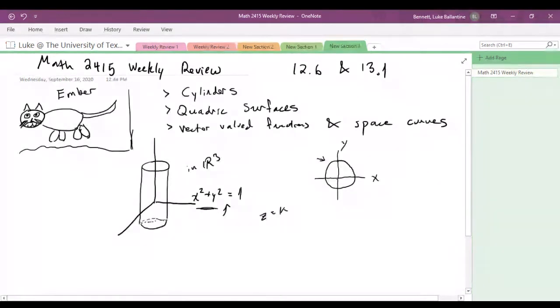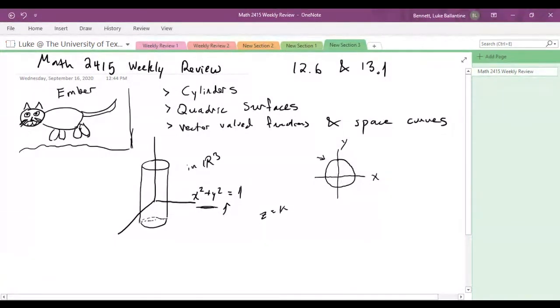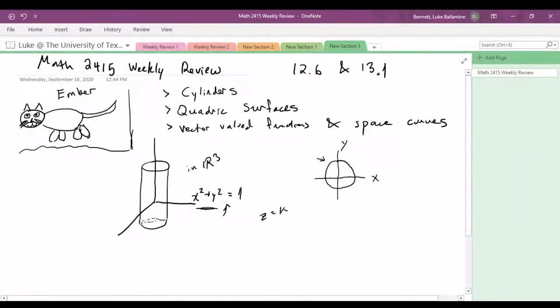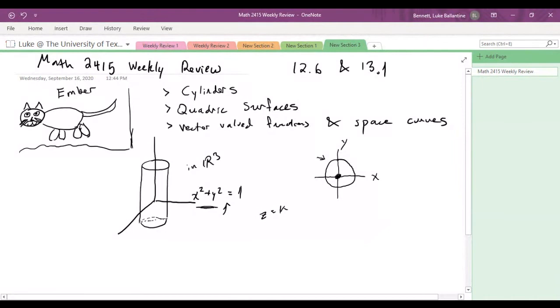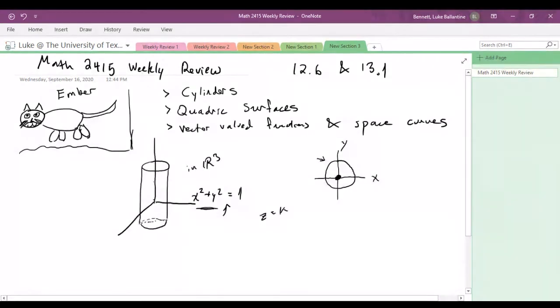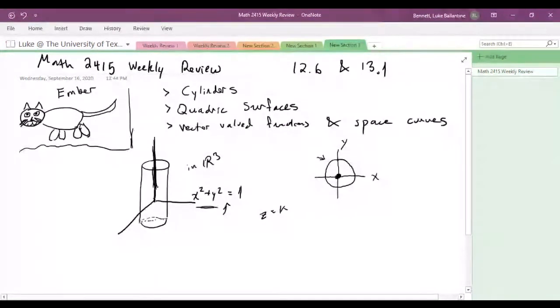And so imagine the z-axis is right here, sort of like sticking out of the page. Like if you were to stab your pencil at the origin and have it sticking towards you out of the screen, then that would be the z-axis, like right here. And so yeah, this is a cylinder, right? Cylinder that we all know and love.